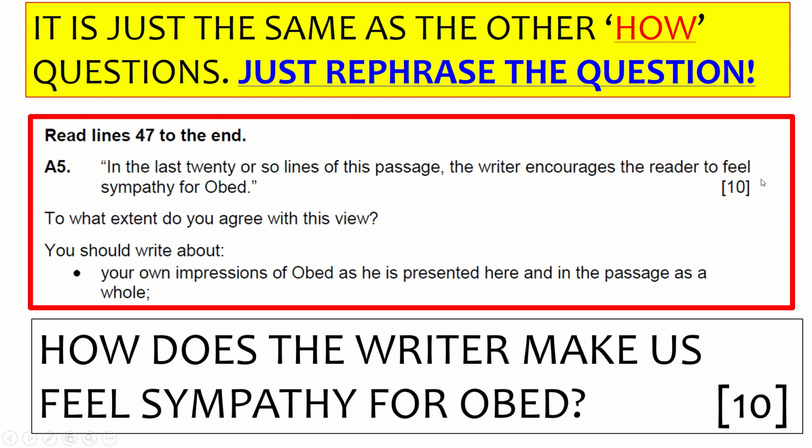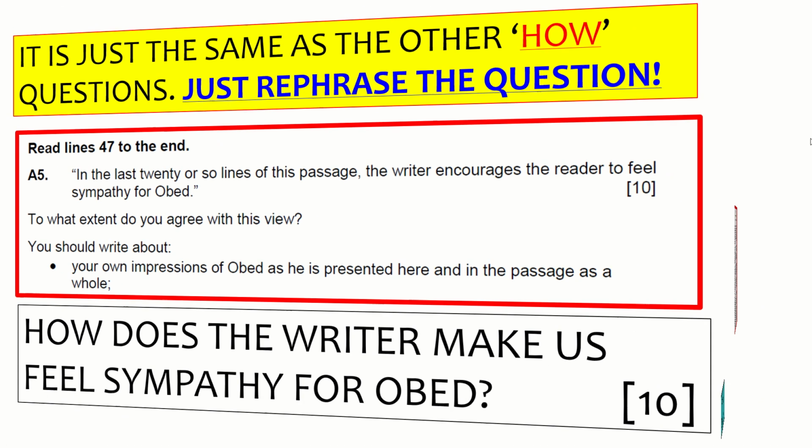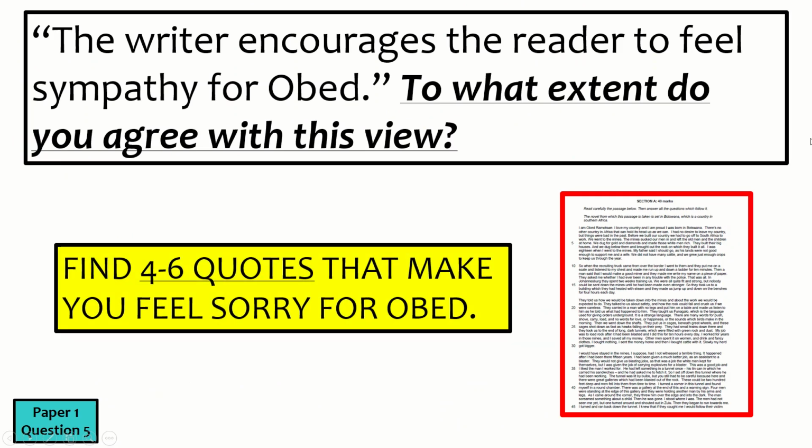Really important on this question as well, a lot of students get thrown by, it says read lines 47 to the end. So you need to read lines 47 to the end. However, question 5 most of the time is on the whole extract. So if you read down here, it says you should write about your own impressions of Obed as he is presented here and in the passage as a whole. Okay, so you will get marked down if you just answer questions from lines 47 to the end. You've got to do this question on the whole extract unless it tells you not to. Okay, so again, you look for 4 or 5 quotes from the extract that make you feel sorry for him, and maybe one quote that makes you feel happy for him.